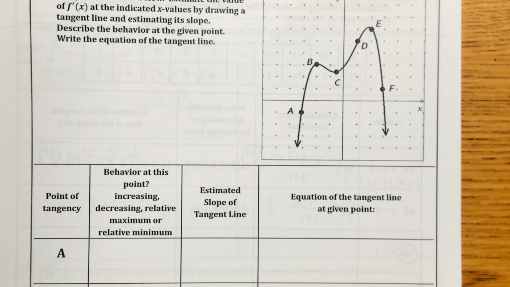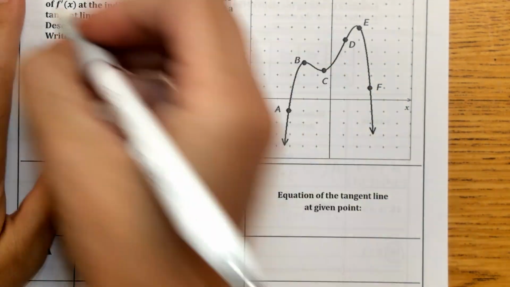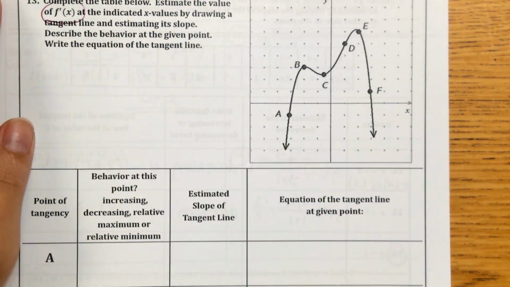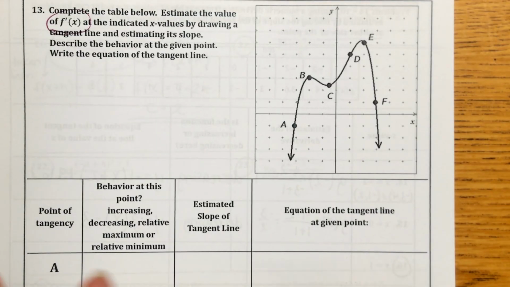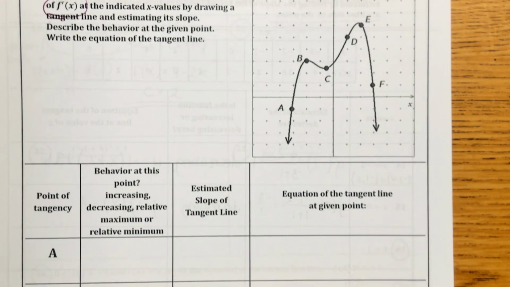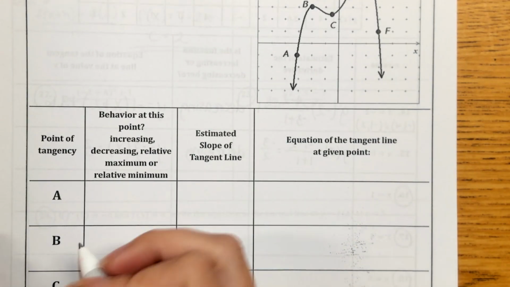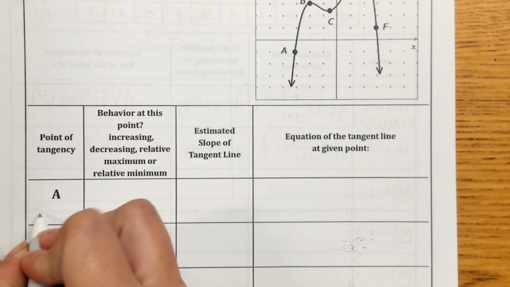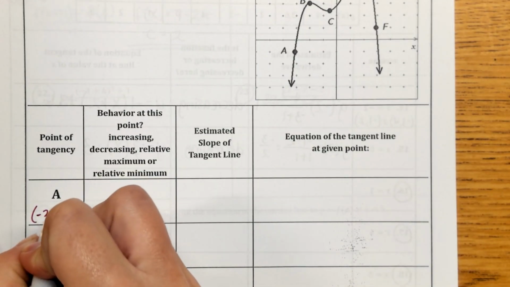So in order to do 13, we're going to estimate our f prime of x, which is our what? What are we looking for? The slope of the tangent line. That is correct. Okay? And we're going to use each of our values at that point. So we're going to start with point A, which is right here. That is -3, -1.